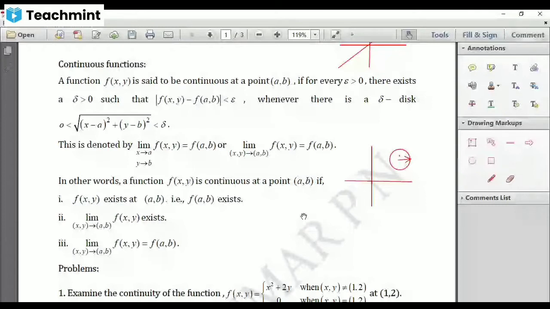Suppose f of ab does not exist, then it is discontinuous. F of ab exists, but limit is not existing, then also it is discontinuous. If both f of ab and limit exist, but they are not equal, then also it is discontinuous. Right? So these are the types of discontinuities that you need to see. So when will you say a function is continuous? At a point, first value of the function at that point should exist, then limit at that point should exist, and both must be equal. If these conditions are satisfied, then we say the given function is continuous at a point a comma b.